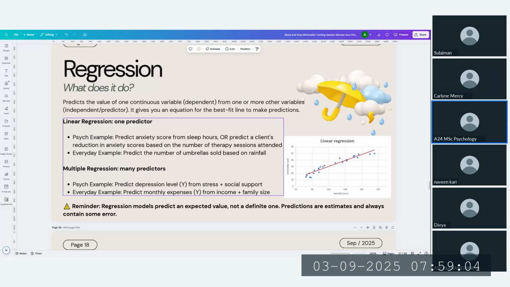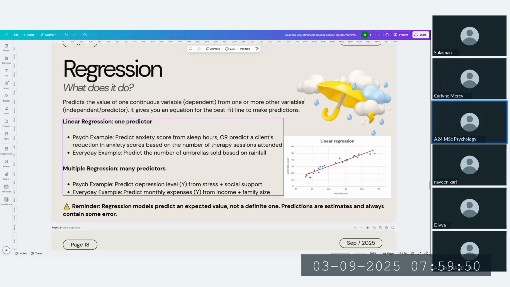In reality, we deal with multiple regression, where, for example, we predict the depression level based on two factors: the person's stress level, which can be measured, and the person's social support, which again can be measured, depending on the number of people they have for social support. Like that. And an everyday example would be to predict my monthly expenses based on my income and my family size. You could say roughly, as the income goes up, my monthly expenses will also go up.